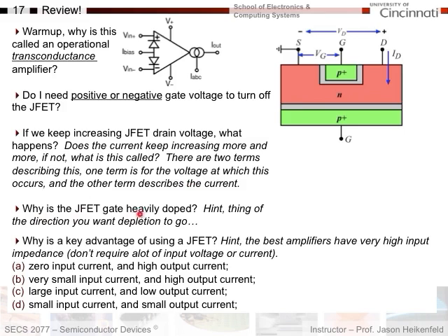Next question, why is the JFET gate heavily doped? That's pretty easy. Think of the way you want to deplete this. Last question, what's a key advantage of using the JFET? Think about the best amplifiers, and they have a very high input impedance, and you should be able to get that answer out of these three. Okay?